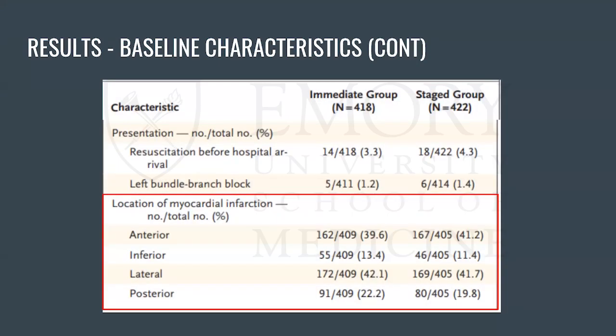So in terms of presentation, there were small numbers in the immediate group and staged group with regards to needing resuscitation before hospital arrival and left bundle branch block. But importantly, highlighting on the bottom here, this was the location of where the myocardial infarction occurred. When you tally up these numbers in the immediate group and staged group, the percentage is actually greater than 100. They only divvied these out based upon 4 different anatomic locations of the myocardium, but did not necessarily subgroup together patients who were deemed to have anterior lateral or inferior lateral MI, for instance. And we'll discuss why that was important later on.